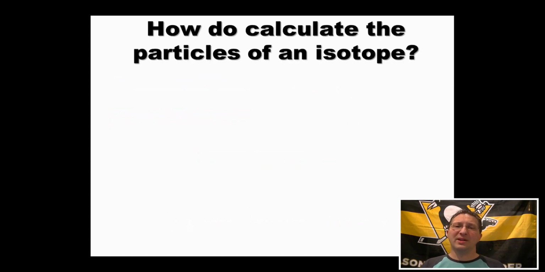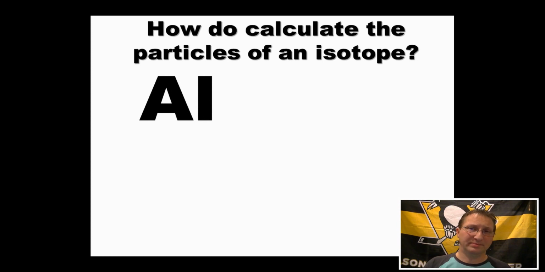Now, how do we calculate the particles of an isotope? Well, that's pretty simple, or it can be pretty simple. We do have to do a little bit of math here, but it's a simple subtraction. So let's put up here an example for us. Here we have Al, that's aluminum, and we see that we have a mass number of 27. We have an atomic number of 13 here.